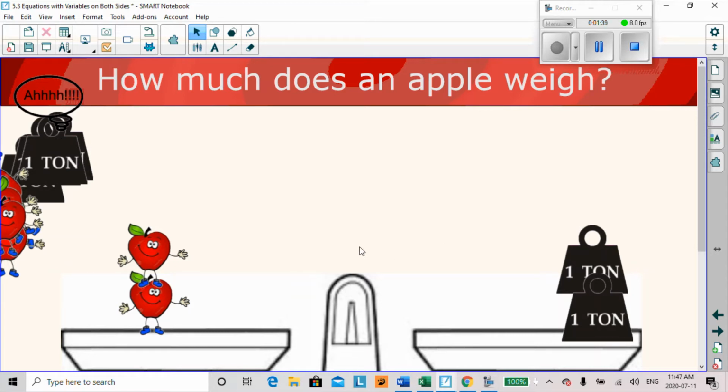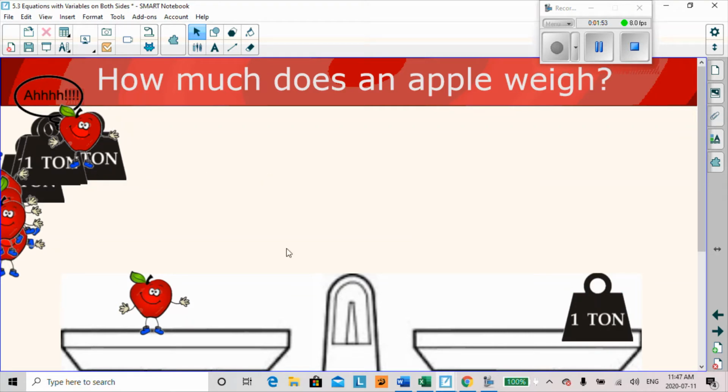Now we have 2 apples equals 2 tons. So then it just follows logically that each one of these apples must weigh 1 ton. That's like dividing by 2. So I'm going to take away 1 apple and 1 ton, and I'm left with an apple and a ton.